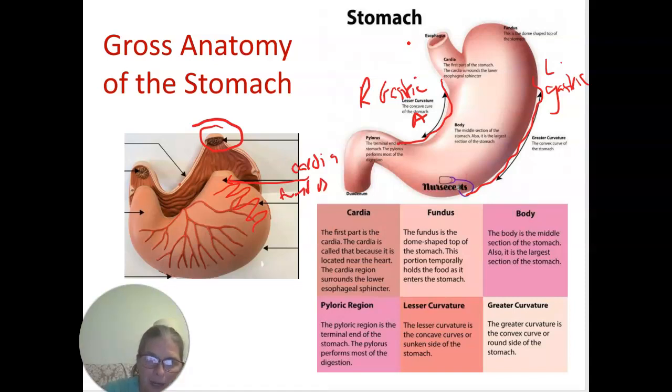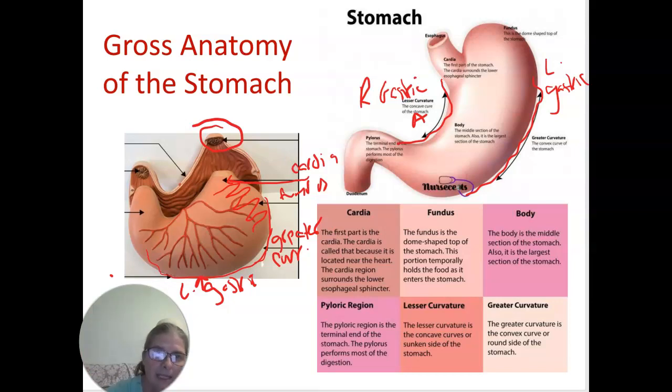Now, it's trying to show you the greater curvature. And again, it's the whole curve. And then on the models, there is a red thing there. So we usually label that, let me fix that, as the left gastric artery. And you will see it better when you're in lab and you actually have the stomach model in your hand. But the idea is you find the greater curvature, and that will help you find the left gastric.